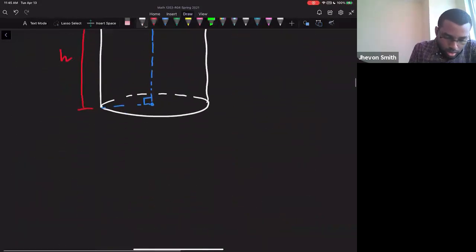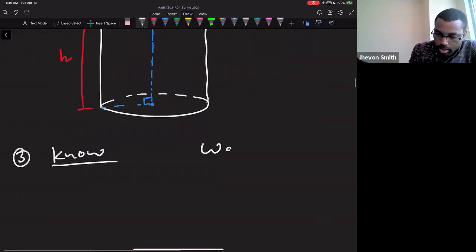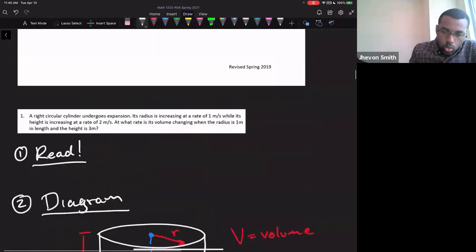Moving on. Step 3. What do we know? What do we want? We know that dr/dt is 1 and dh/dt is 2.